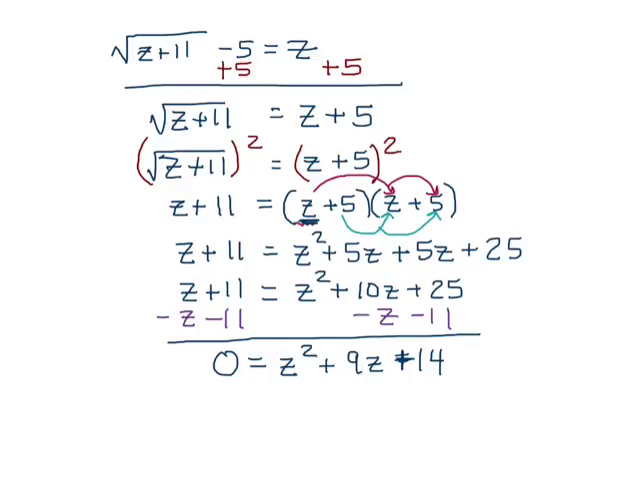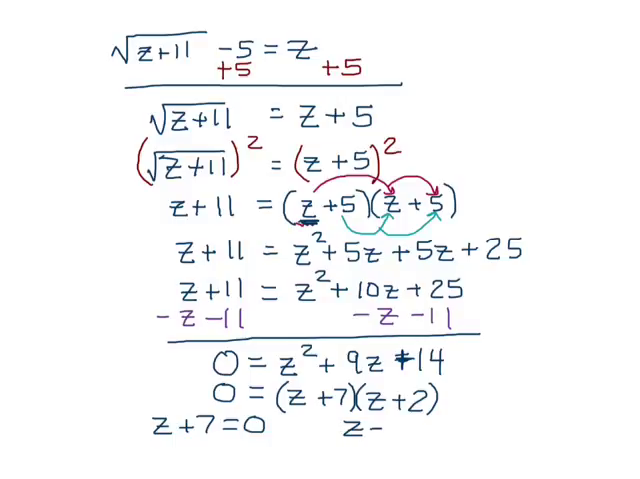Now, quadratic equations, we have 5 different ways we can solve. In this problem, we can factor. What two numbers can we multiply together to get a positive 14, but when we add those same numbers together, we get a positive 9? So this will be 7 and 2. And zero product property says we take each factor, set it equal to 0, and solve. So z equals -2 and z equals -7.